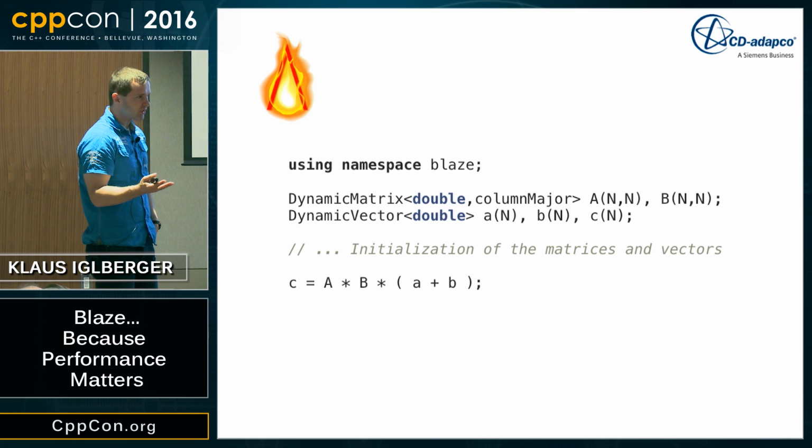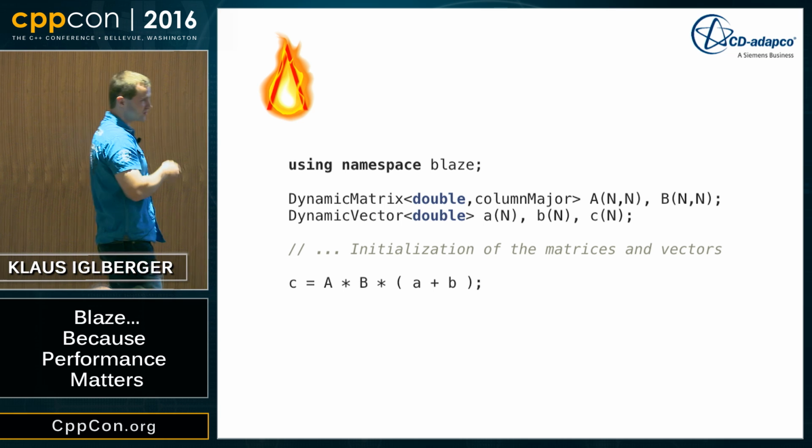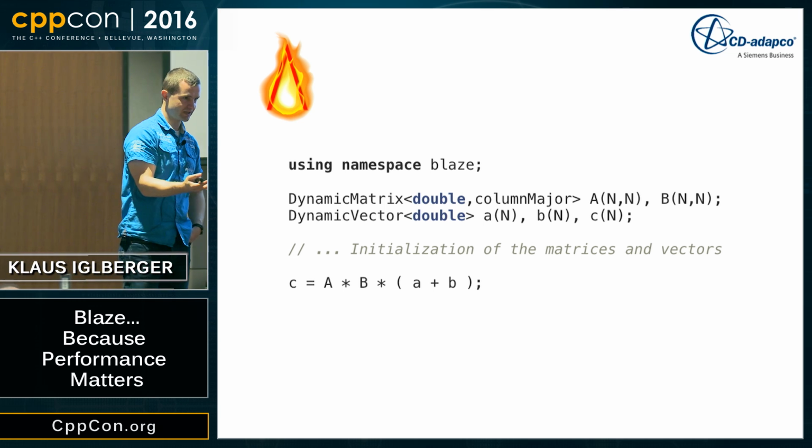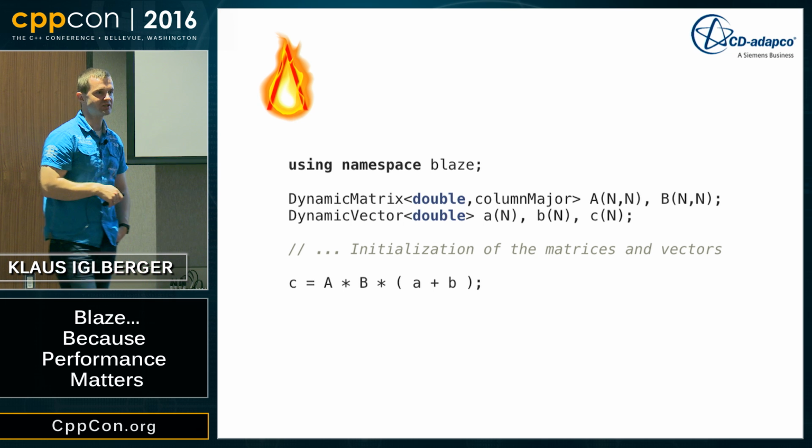Usually this is evaluated in the following order, left to right. Matrix times matrix, the result is a matrix again. This matrix is then multiplied with the vector addition. This is a matrix vector multiplication.